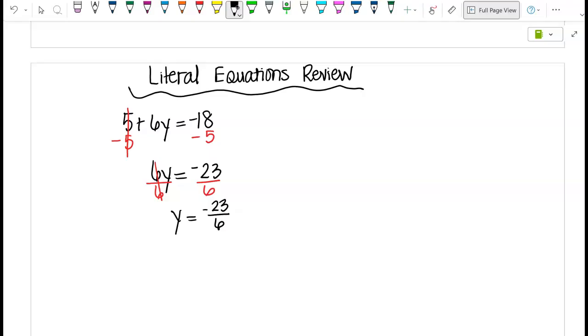Now that's solving for one variable. We only had one variable in there. We were solving for it. What happens though if instead of that I now have 5x plus 6y equals negative 18, and it says solve for y?